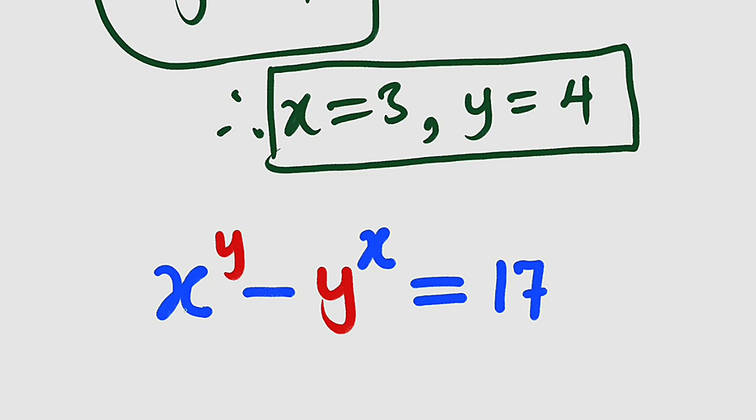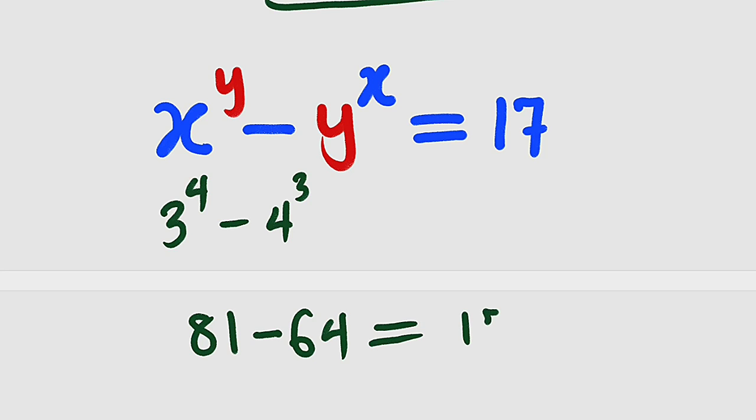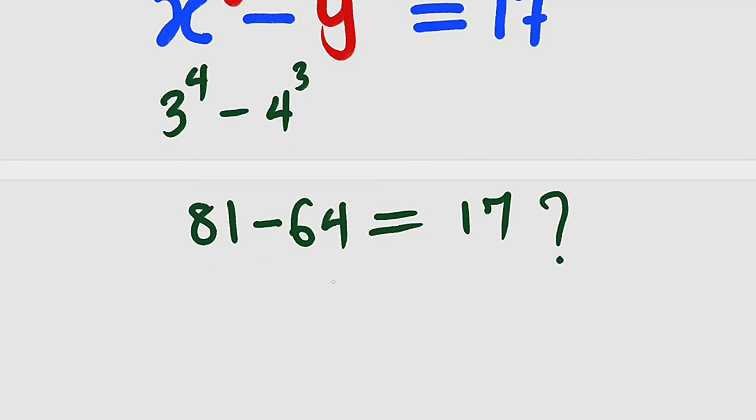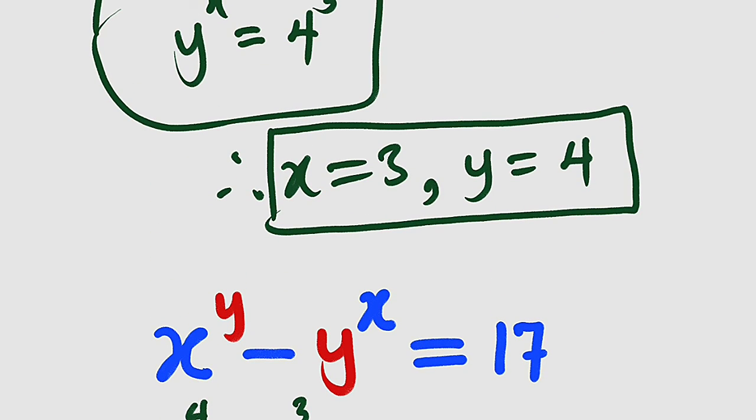So let's substitute. If x is 3, we have 3 to the power of y, which is 4, minus y is what, 4 to the power of x, which is what, 3. And we know that 3 to the power of 4 is 81, minus 4 to the power of 3 is 64. Is this the same thing as 17? That is the question mark. And definitely 81 minus 64 is 17, and 17 equal to 17, and hence the solution to this problem is x equal to 3 and y equal to 4.